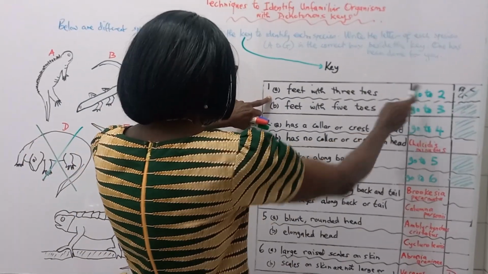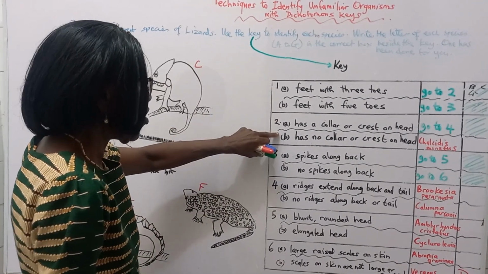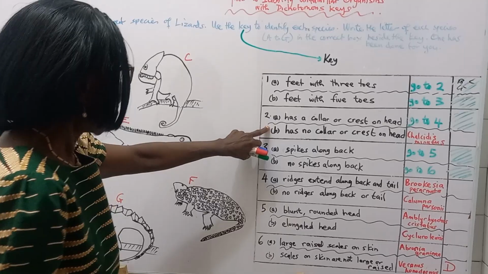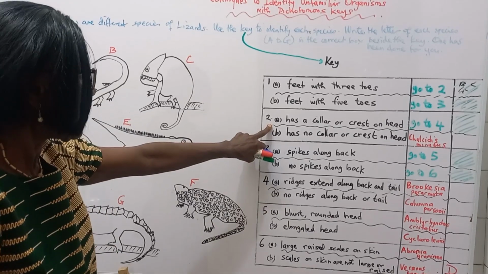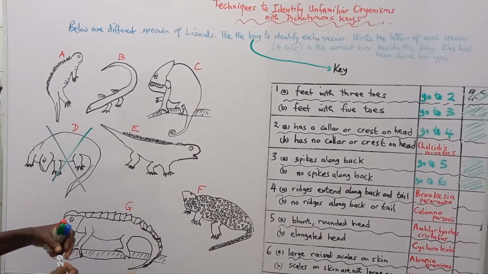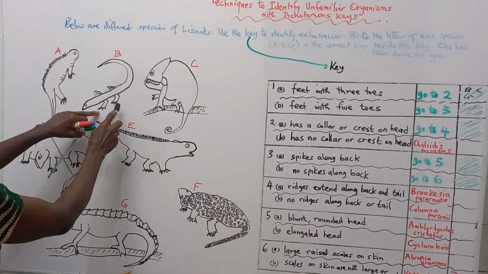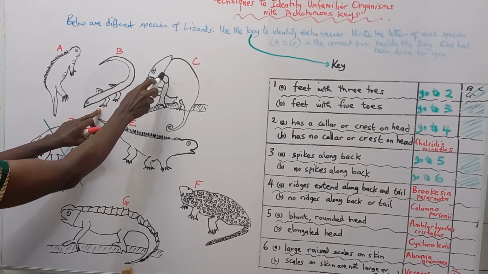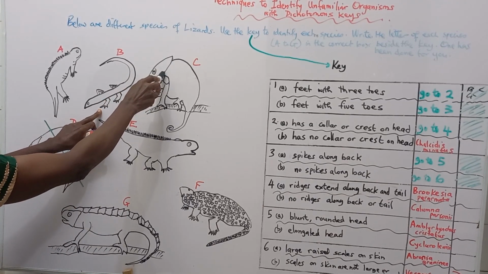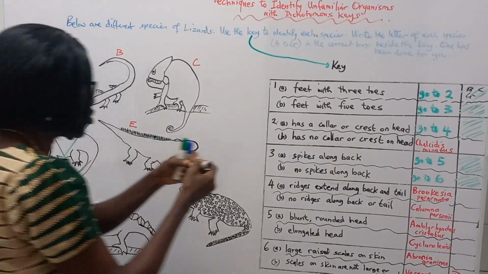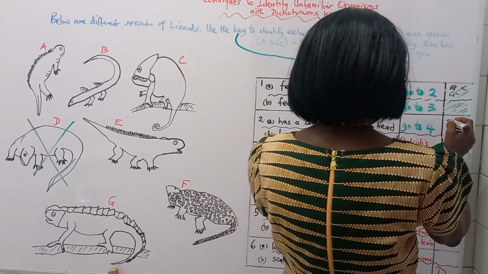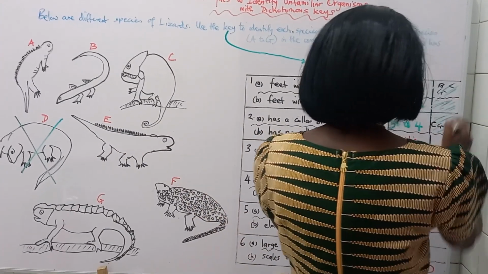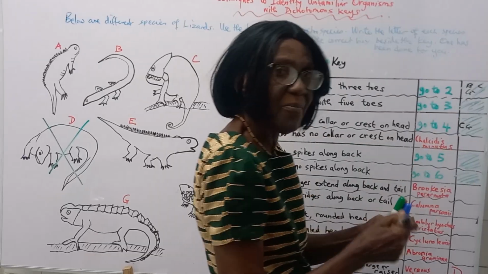So we are being told to go to 2. At 2, we have more statements that identify. Has a collar or crest on head. So a collar or a crest. And we are dealing with B, C, G. Has a collar or crest on head. Look, C has a collar or crest, G has a collar or crest. So here has a collar or crest, it is C and G. This is rough. You can write it on a paper somewhere.